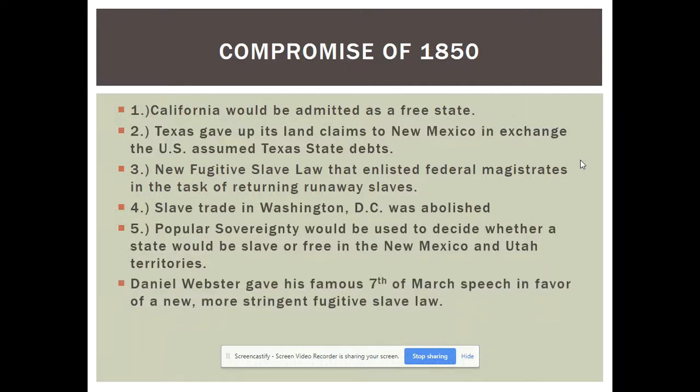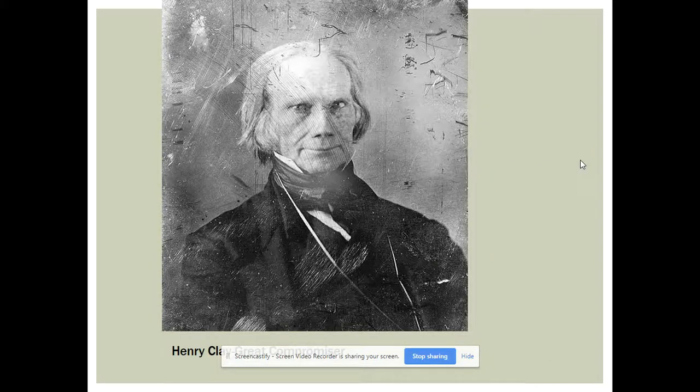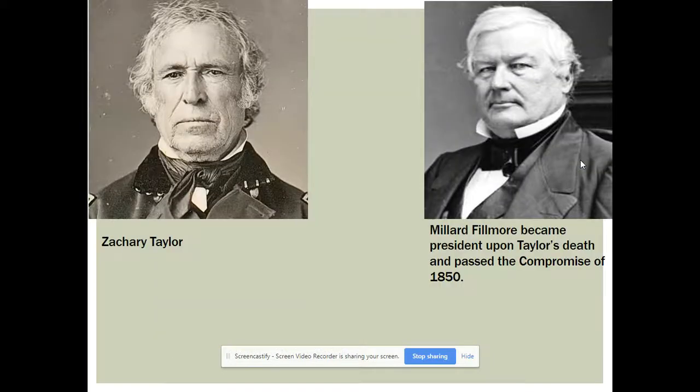All right. So Daniel Webster gave his famous 7th of March speech in favor of this new fugitive slave law. This is one thing he compromised on because he didn't really support it personally, but he did support it to get it passed because he's looking to compromise. Here's Henry Clay at the end of his life, actually a photograph of him. Normally he's painted. And so my students were like, this guy would be great at Halloween.